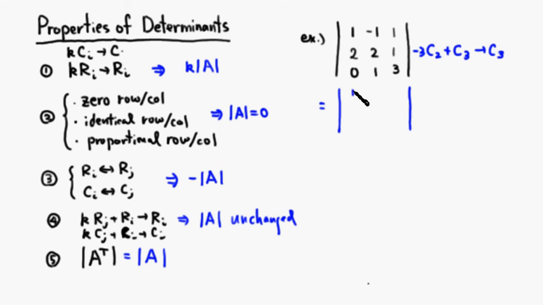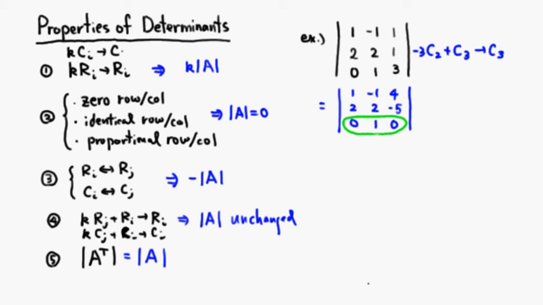So the first column is unchanged and the second column is also unchanged, but we multiply this by negative 3 and add it to 1, so that will be 4. 2 times negative 3 is negative 6, added to 1 is negative 5. And 1 times negative 3 added to 3 is 0. This is what we wanted. Then we're going to expand along this row.